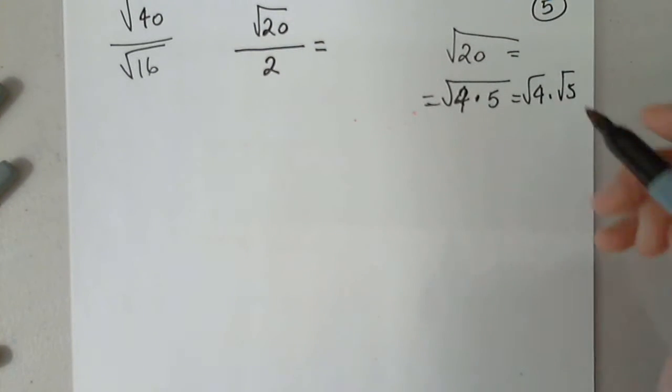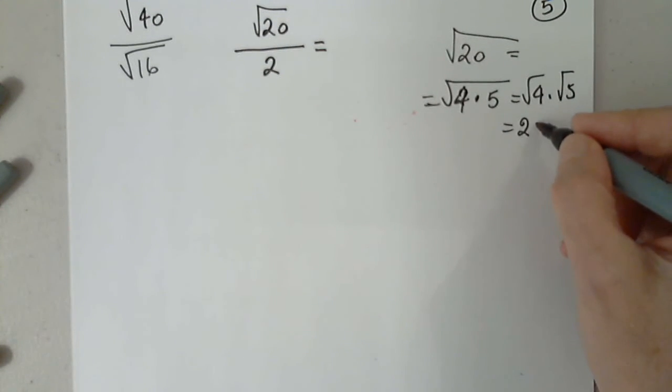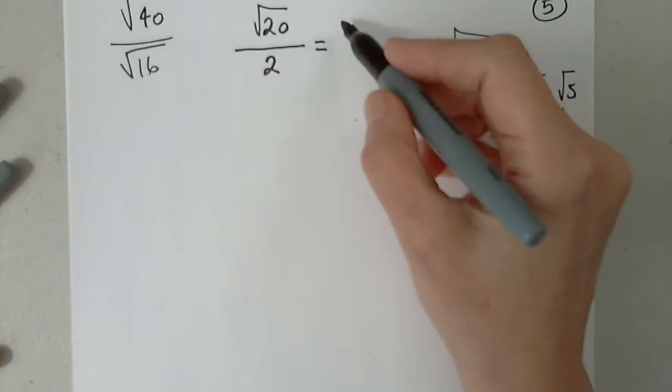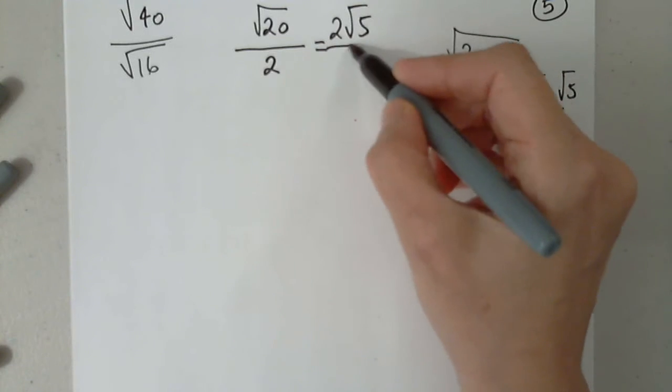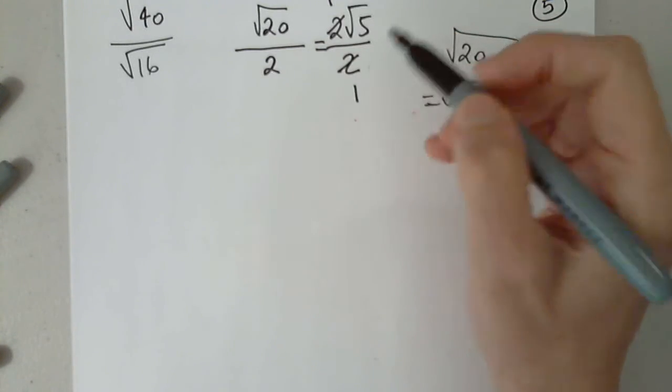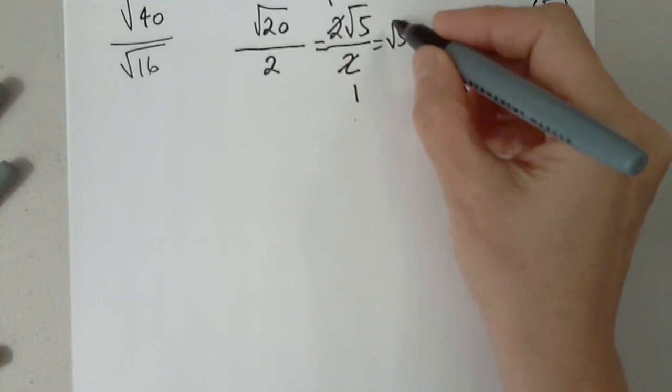Now, the square root of 4 is 2, and the square root of 5 has to stay as is. When I go back here and I write 2 the square root of 5 over 2, now I can simplify by 2. 1 and 1, and the final answer is the square root of 5.